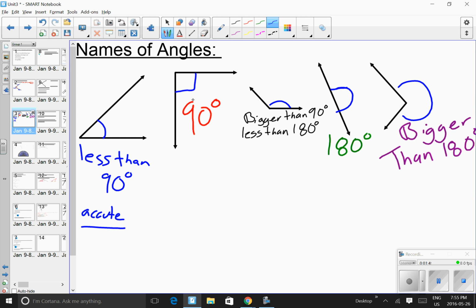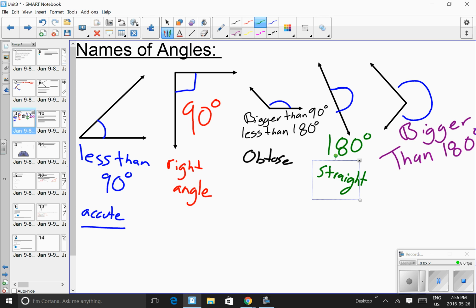Now, if it's exactly 90 degrees, this square angle here, we call that a right angle. And we use right angles all the time. If it's bigger than 90 but less than 180, so something like this here, we call that one an obtuse angle. If it's exactly 180, we call it a straight angle. And lastly, if it's bigger than 180, we call that a reflex angle.